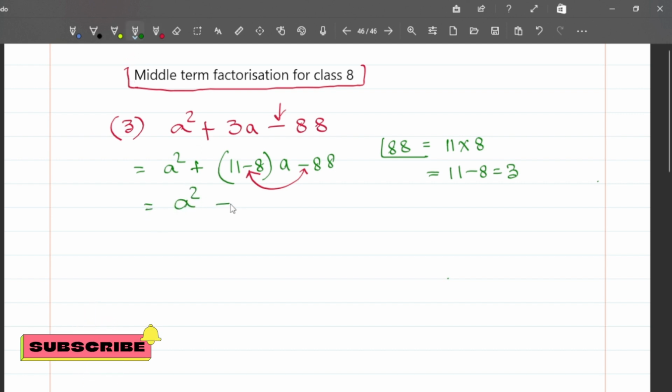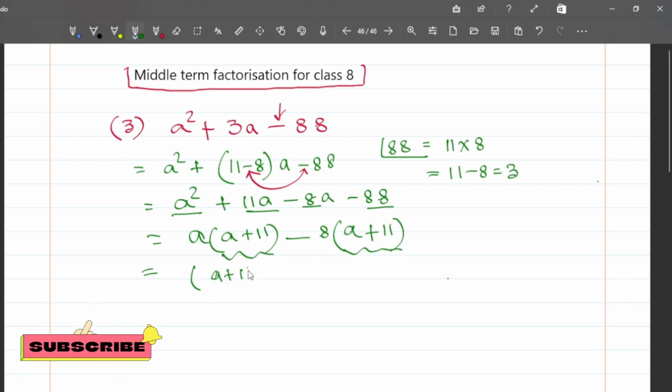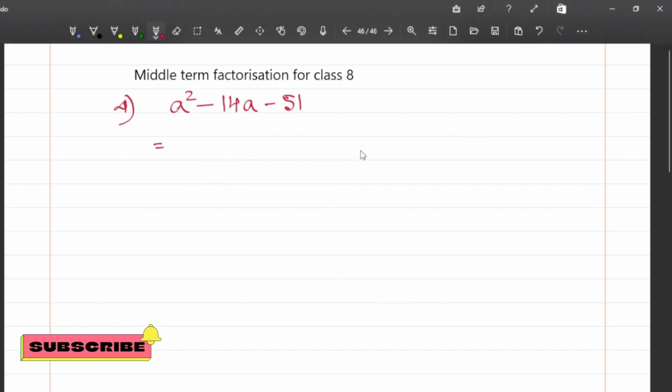Now multiply very carefully and take common a from the first and second term and minus 8 from the third and fourth term. You can see these two terms again become the same. So take common a plus 11 into a minus 8. Now take sum number 4.